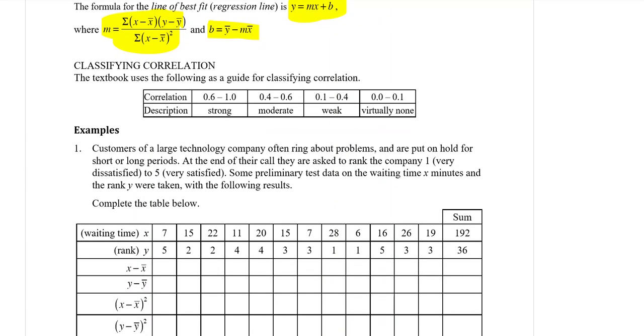Classifying the correlation. The textbook uses the following as a guide for classifying. So we were just looking at things going, is that strong? Is that moderate? Is that weak? So this is how they classify if we can put a number on the correlation. So anything between 0.6 and 1 is a strong correlation. Between 0.4 and 0.6 is moderate. 0.1 and 0.4 is weak. And anything between 0 and 0.1 means there's virtually no relationship between the two variables.